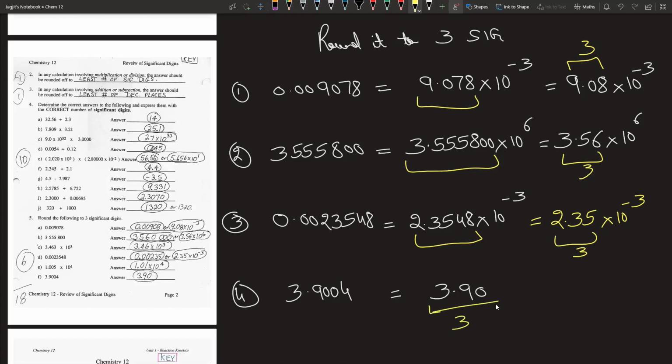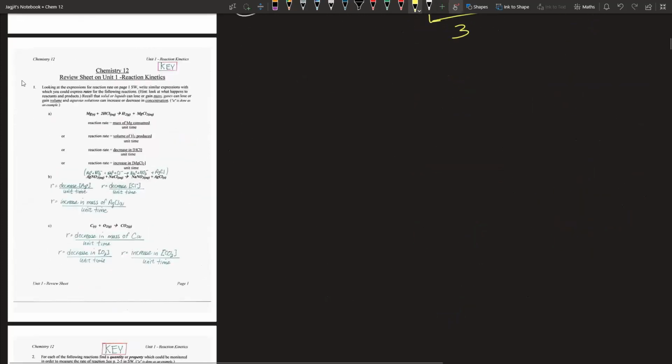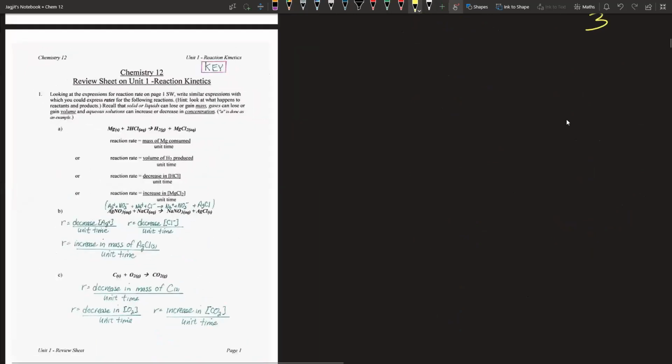So that's how you're going to tackle your sig fig questions. This is just a recap of grade 11. I'm sure you did that in Chem 11 and Physics 11. And now we're going to move on to the real core topic of reaction kinetics. The first thing we're going to talk about is reaction rates.